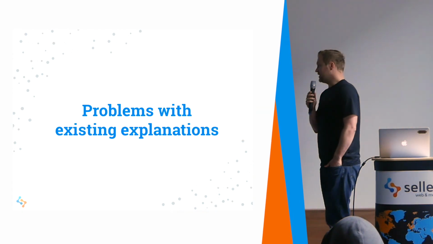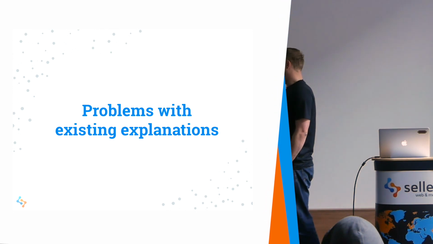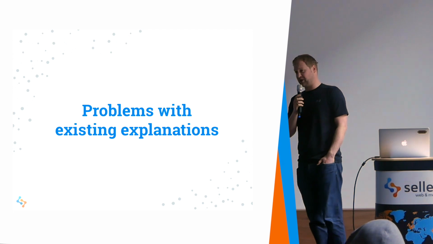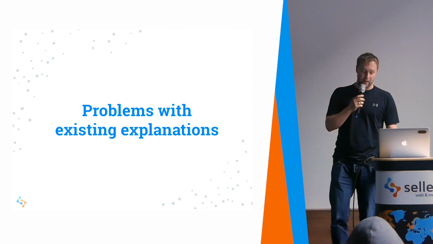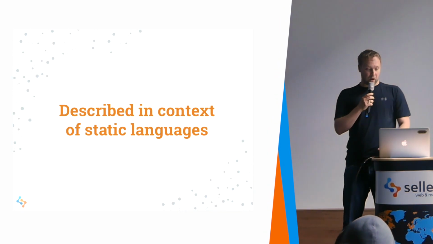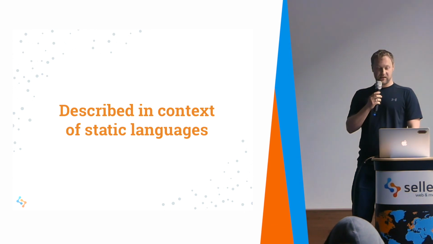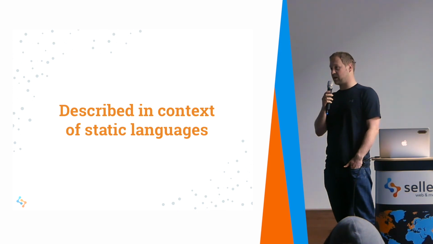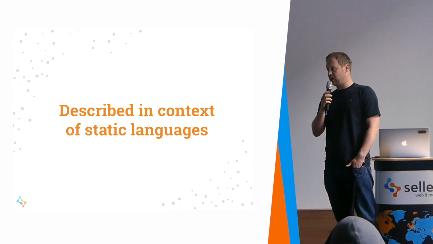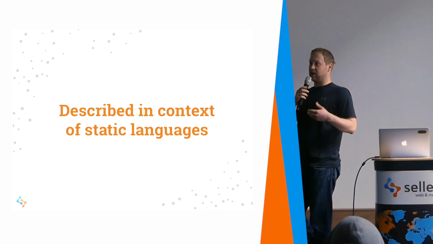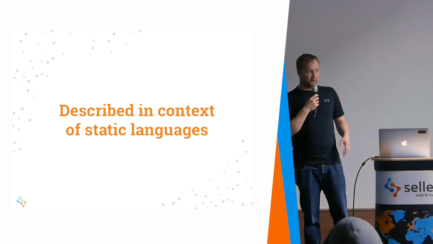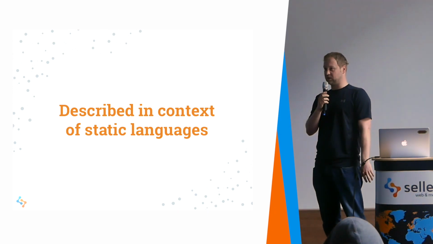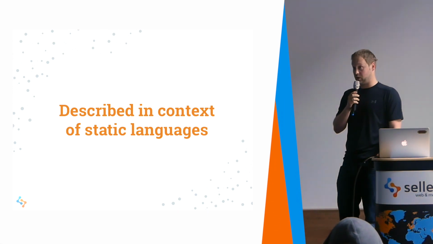So why does this presentation actually make sense? For me, it makes sense because there are some problems with existing explanations that are present on the web. One of those reasons is that many of those patterns or principles are described in the context of static languages, where interfaces and other language features are present that may not make sense in the context of a dynamic language like Ruby or Python.